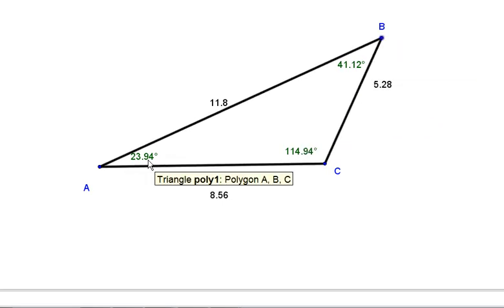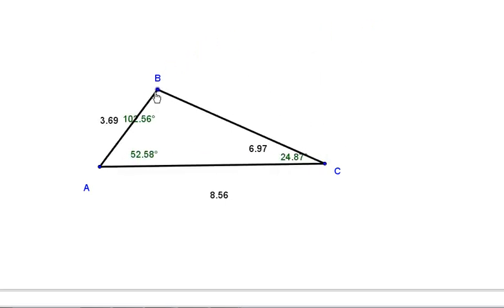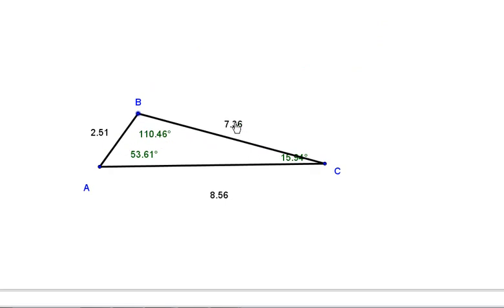Similarly, the shortest side, so in this case 5.28, is opposite the smallest angle. In this case 23.94. And if we were to change this, so now 2.51 is the shortest side, and now angle C is the smallest angle. We see 8.56 is the largest side, so angle B is the largest angle, and side BC, 7.36, is in the middle, so angle A is the middle angle.